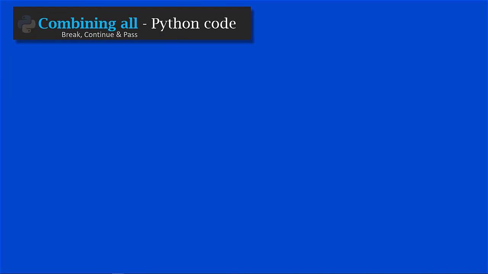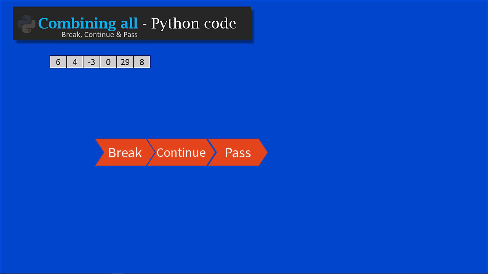Now, coming to the last portion of this video, here you will understand how we can combine all of them together. Yes, we can use break, continue, and pass all at the same time in one program. How we can use that and why you should use it. Okay, let's understand. Let's see, this is the list we have: 6, 4, -3, 0, 29, 8.